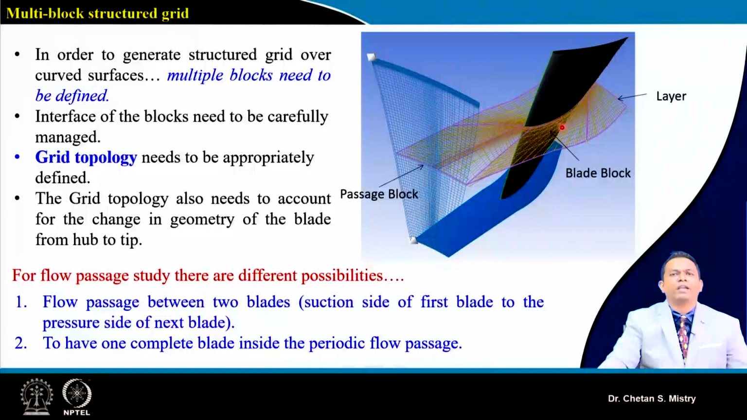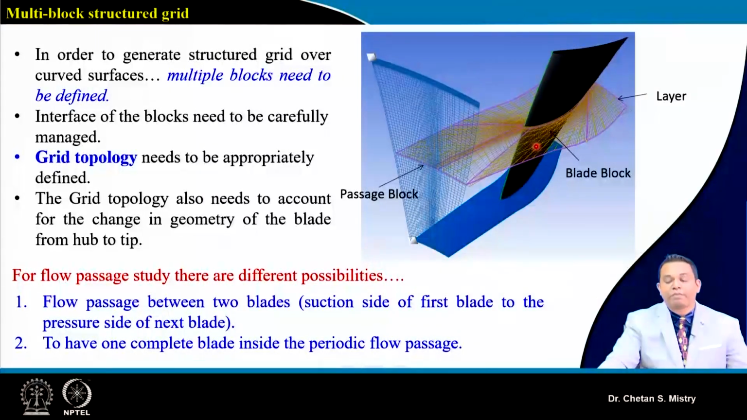Now in order to analyze the flow between two blade passages, there are different methodologies people opt for. Let's see one method: the flow passage between two blades, from the suction side of one blade to the pressure side of the next blade. Suppose this is my blade. In order to analyze this blade, we can put the blade at the center and have this kind of pitch configuration. Half a pitch goes here, half a pitch on the other side, and this is how we analyze the flow.